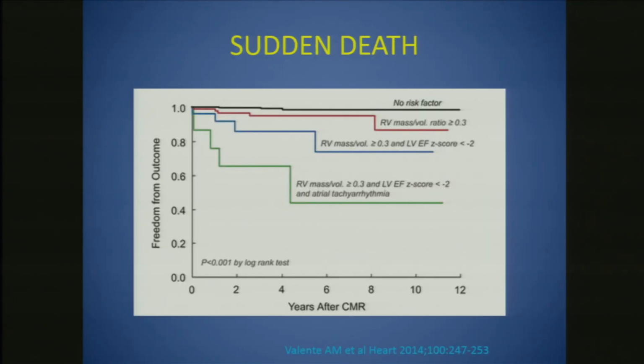And then following that, Dr. Valente's study showed, or appears to show, that there are contributing factors from RV hypertrophy and from left ventricular dysfunction. The top line is where there are no risk factors. This is the freedom from outcome with RV hypertrophy. This adds left ventricular dysfunction, and this line adds atrial arrhythmia. So each of those seems to be additive.